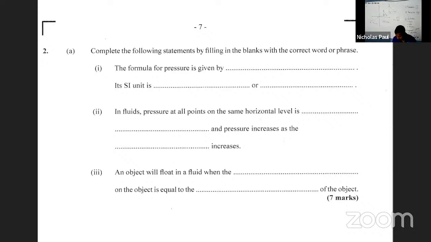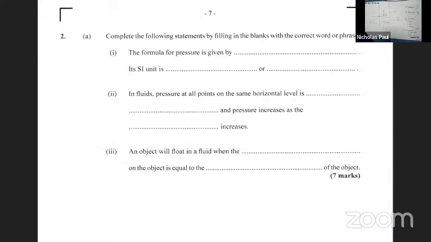All right, so let's answer that quickly. Complete the following statements by filling in the blanks, right? The formula for pressure is given by force acting per unit area, and the SI unit is Pascals or Newton per meter squared, right? In a fluid, pressure at all points on the same horizontal level is the same, and pressure increases as the depth increases. That's okay?